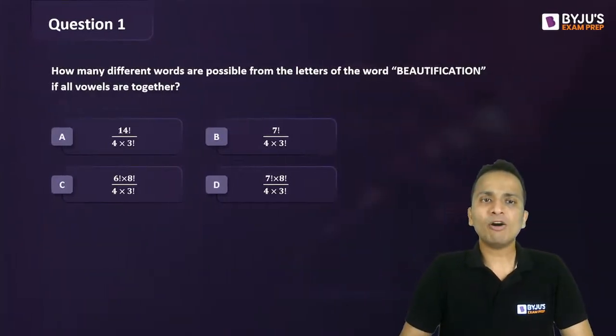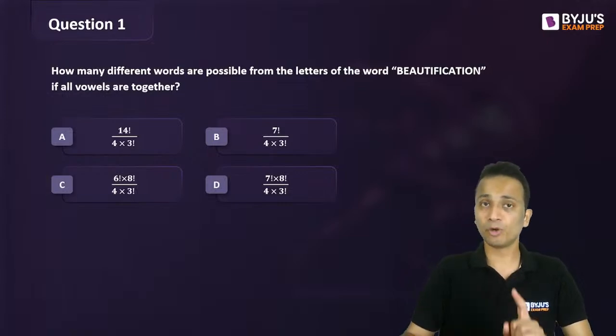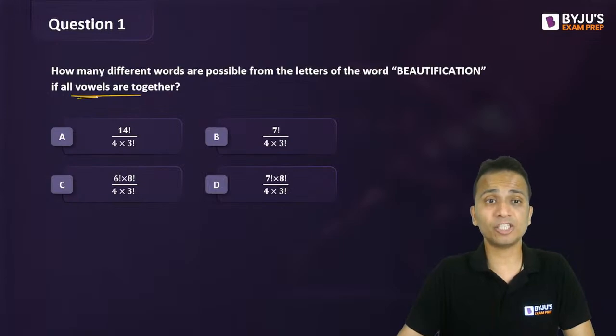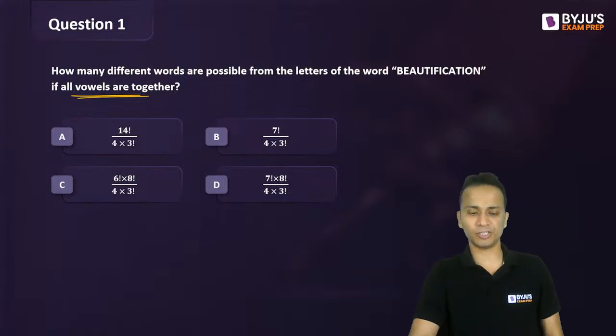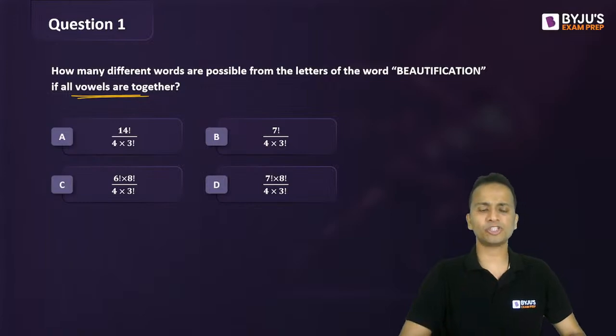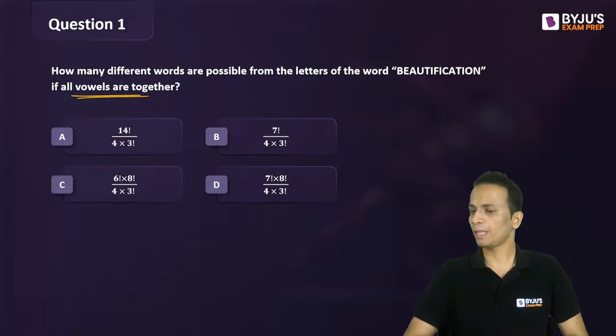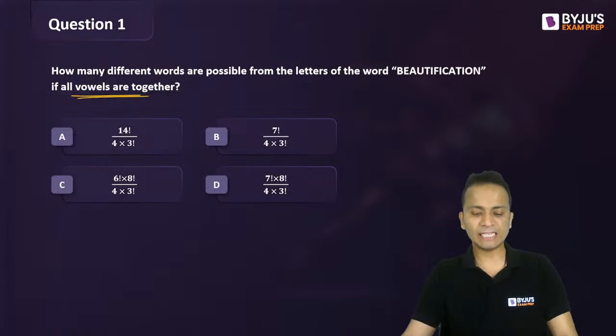Question number 1 says, how many different words are possible from the letters of the word beautification, if all vowels are together? If all vowels are together, then how many different words are possible from the letters of the word beautification? Take your time. I'll give you a minute for this. Not a difficult question, a very easy question. You can also refer to the options to find the answer. I would say that in this case, the options are favorable.